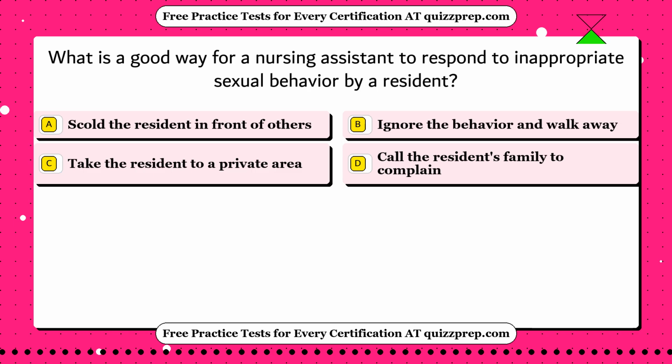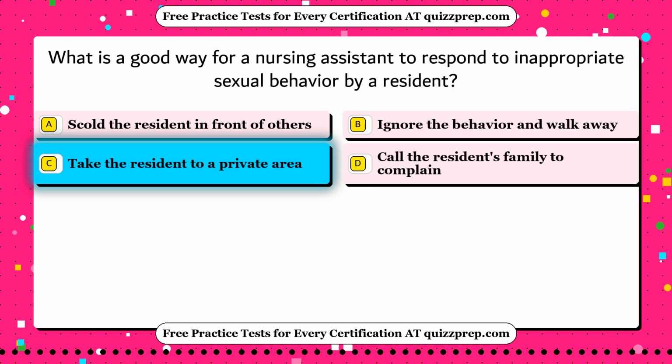Question 89. What is a good way for a nursing assistant to respond to inappropriate sexual behavior by a resident? Option A. Scold the resident in front of others. Option B. Ignore the behavior and walk away. Option C. Take the resident to a private area. Option D. Call the resident's family to complain.